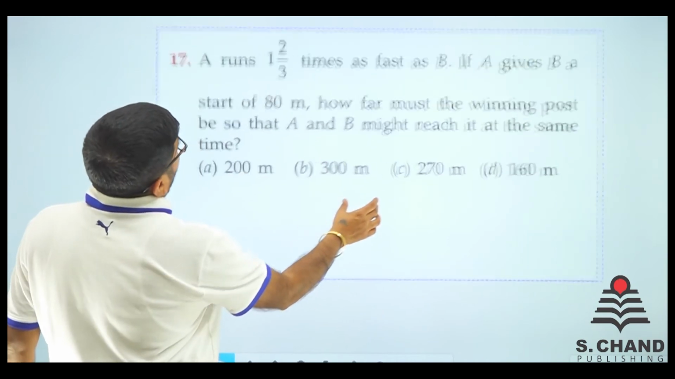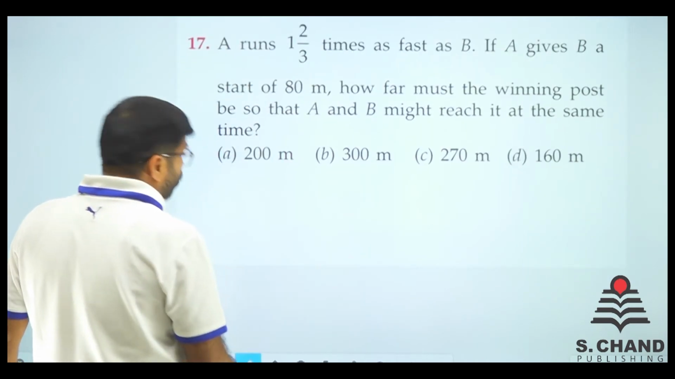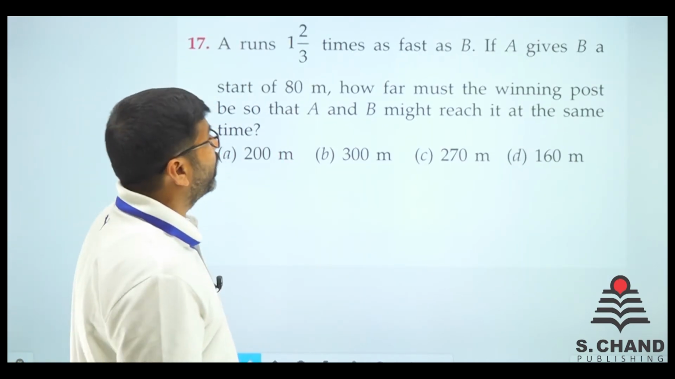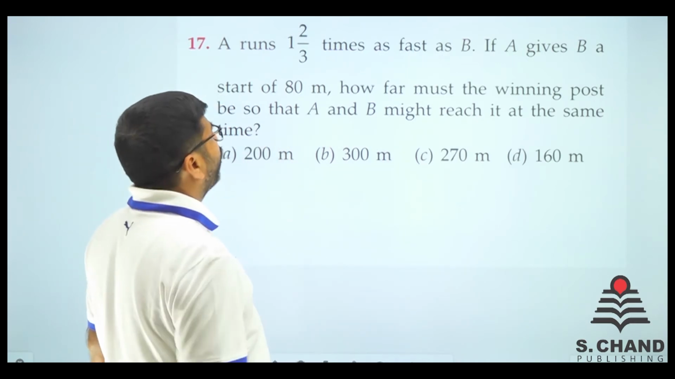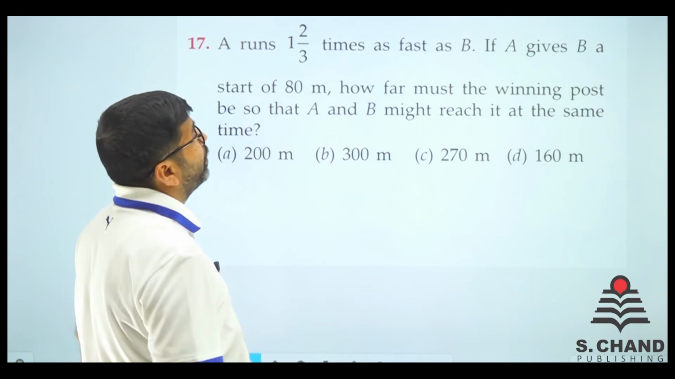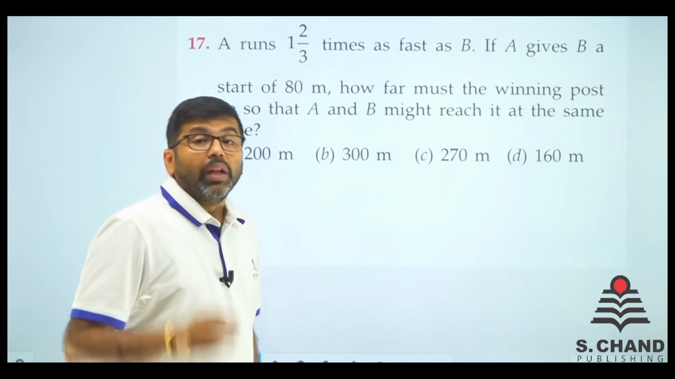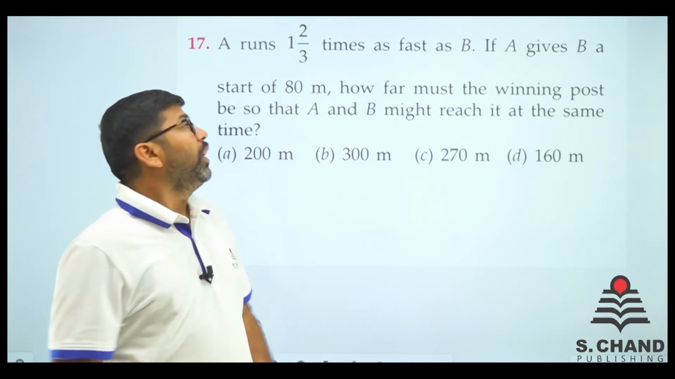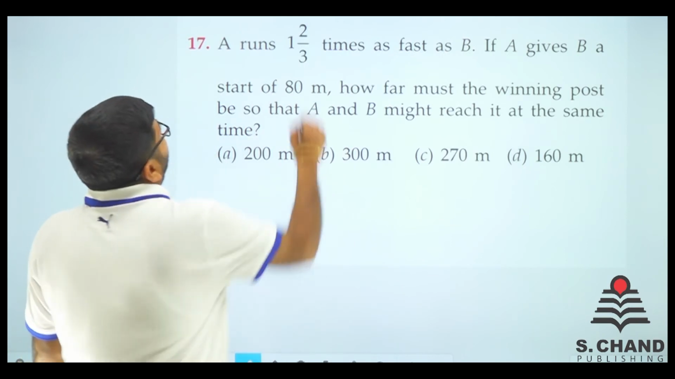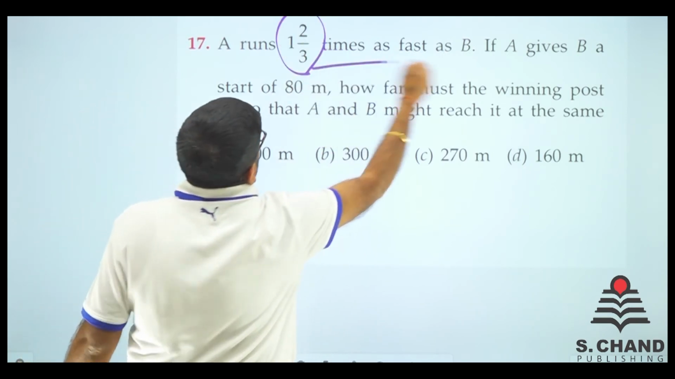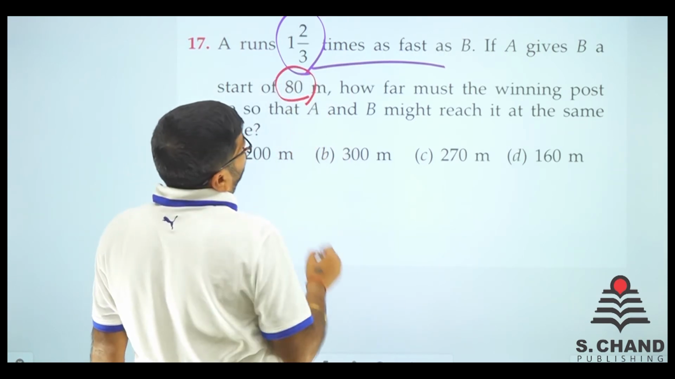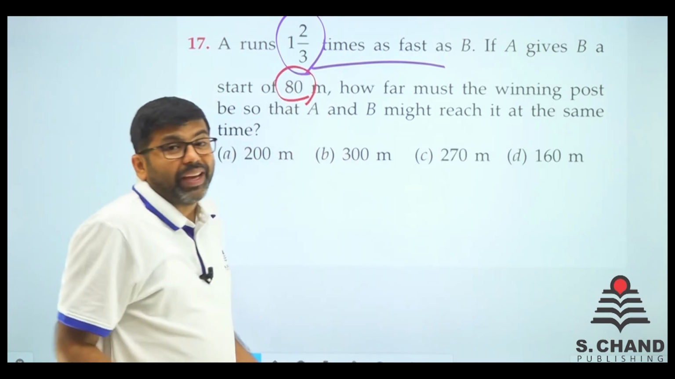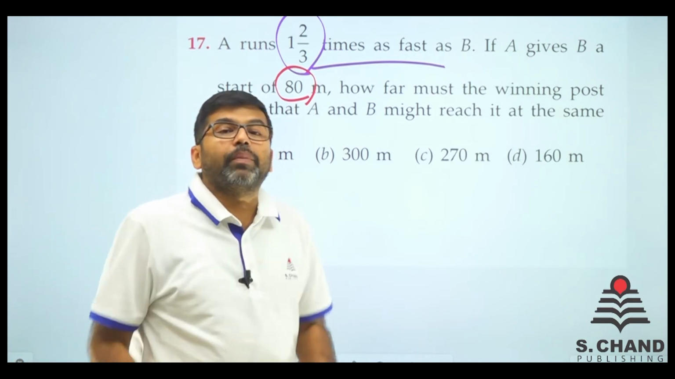Question number 17 for you. A runs 2 by 3 faster than B. If A gives B start of 80 meter, how far must the winning post be so that A and B might reach at the same time? Now, इस बार कुछ अलग question है. भाई आपको ये कह रहा है A पहली बात तो इतना तेज दौड़ता है fast B से. A give करता है 80 मीटर also. अब आपको बताना है कि कितना distance रखा जाए so that दोनों same time पे पहुंचे.